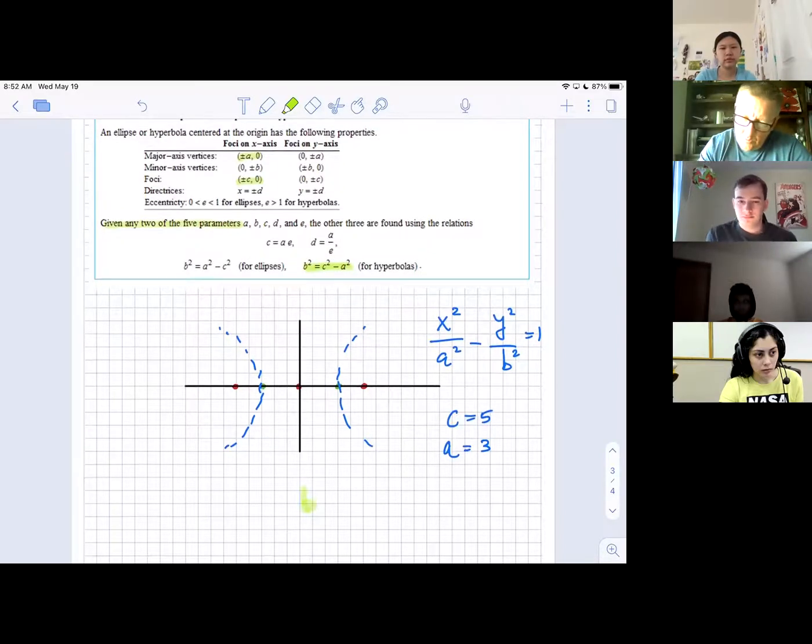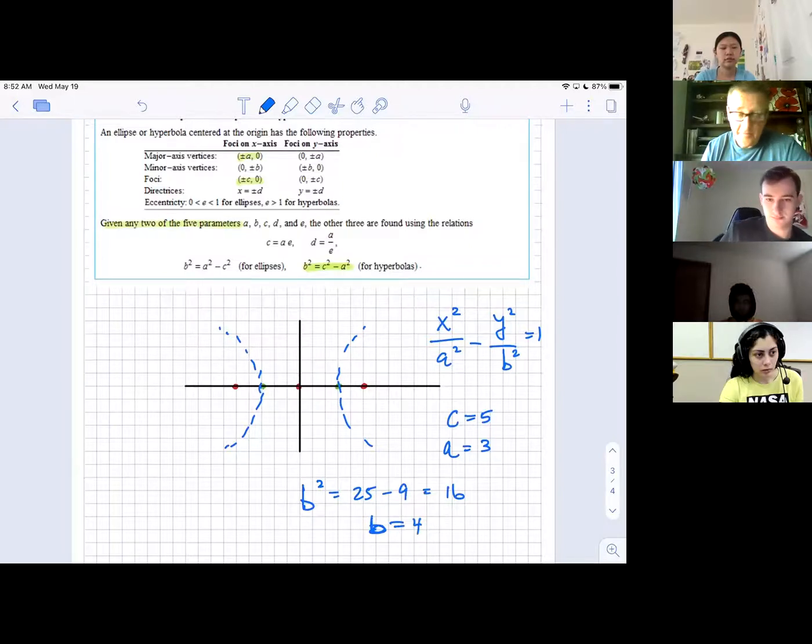That means B squared is equal to C squared, which is 25, minus A squared, which is 9. This time we got lucky because we came out with a perfect whole number. So B is actually 4. So now I think I have the equation for this.